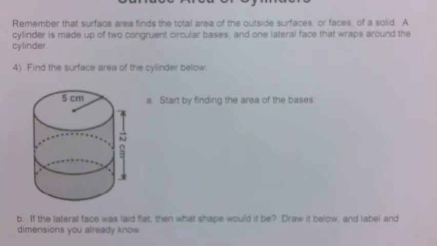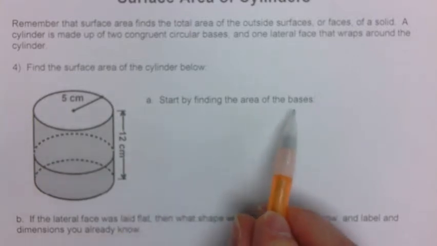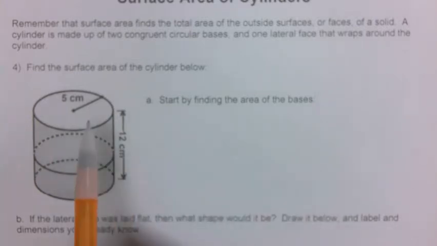Remember that surface area finds the total area of the outside surfaces or faces of a solid. A cylinder is made up of two congruent circular bases and one lateral face that wraps around the cylinder. In question number 4, they want us to find the surface area of the cylinder below. In part A, it says, start by finding the area of the bases. The bases on a cylinder, if you remember, are the circular faces. The circles are parallel to each other.